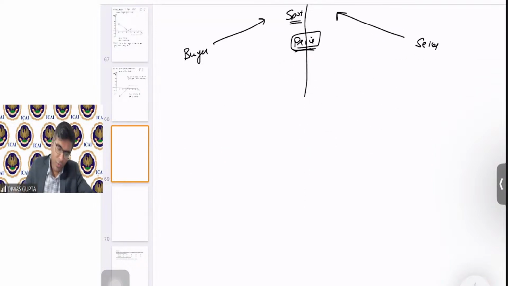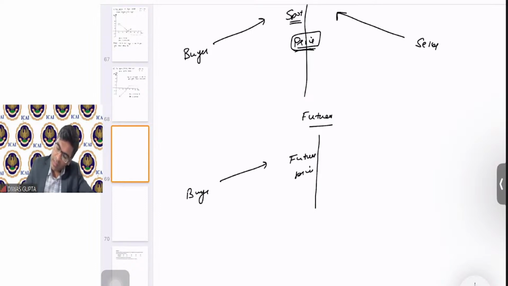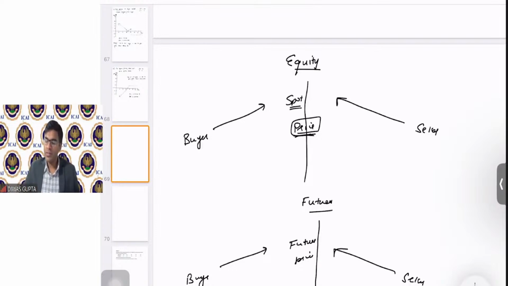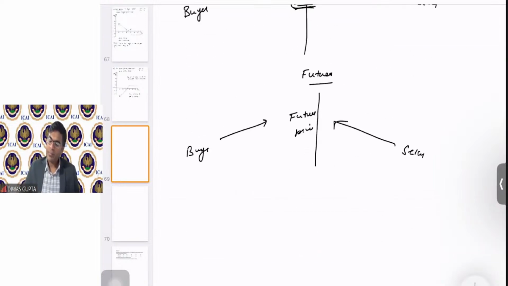Similarly, in case of a futures market, again let's say this is a stock exchange, and here the futures prices will be moving up and down. The buyer will be there for futures and the seller will be there for these futures. Okay, this is clear and easy. Equity and futures market is clear. Now let's talk about the options market.